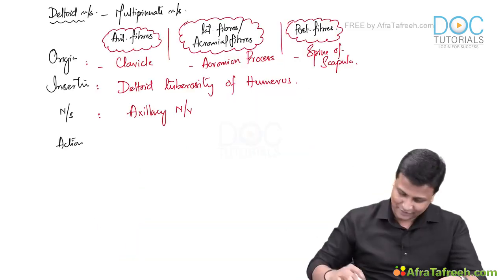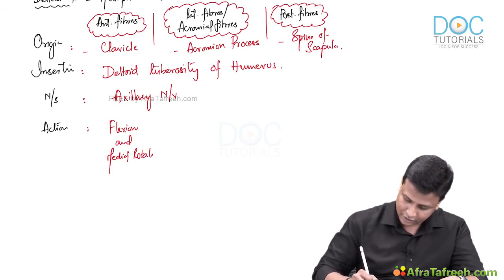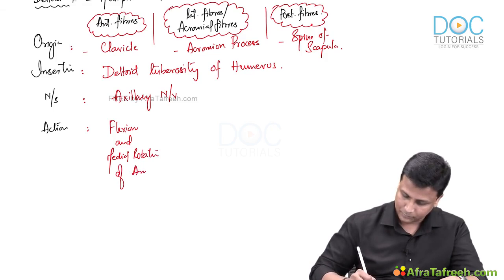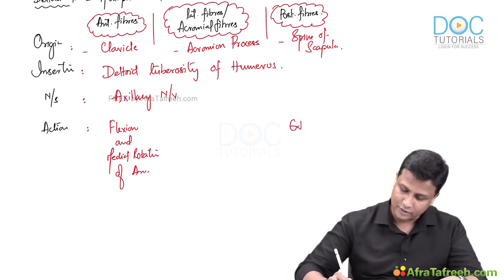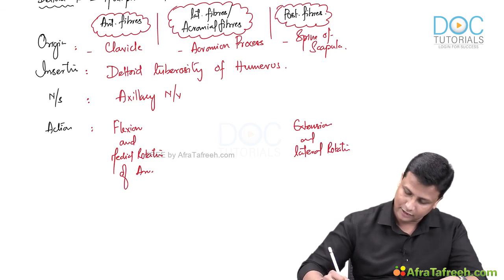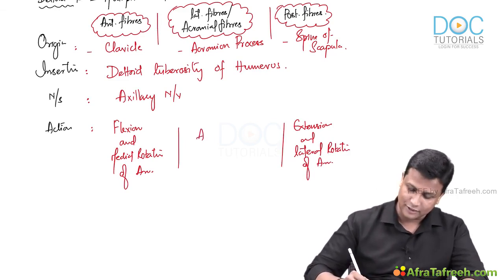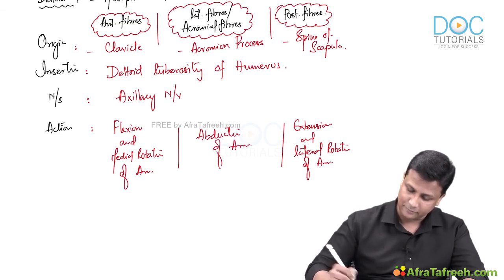Understanding? So let us just write down here. The anterior fibers of deltoid will actually help in flexion and medial rotation of arm. The posterior fibers of deltoid will actually help in extension and lateral rotation of arm. And finally, what about the lateral fibers? Lateral fibers are the ones which are actually helping in abduction, guys. Abduction of arm. Perfectly done.